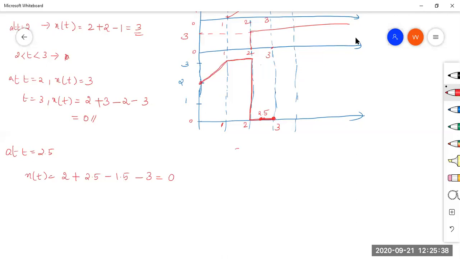That is x of t is equal to 2 u of t plus t u of t minus (t minus 1) u of t minus 1 minus 3 u of t minus 2. This is the shape of your signal. Hope it is clear.